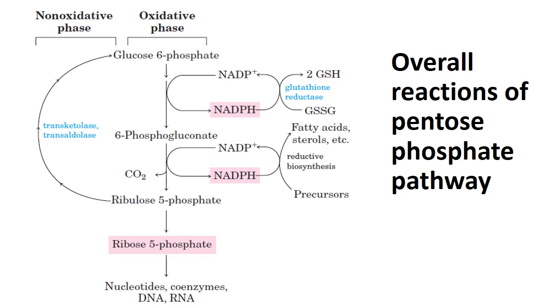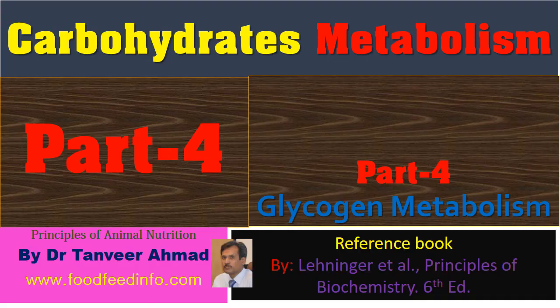So this is all about pentose phosphate pathway or hexose monophosphate shunt. I hope you have a deep insight and have a good knowledge of this pathway and would be able to understand the production of NADPH and their utilization in the body. So in the next lecture we will discuss glycogen metabolism. So that would be part 4 of carbohydrate metabolism.